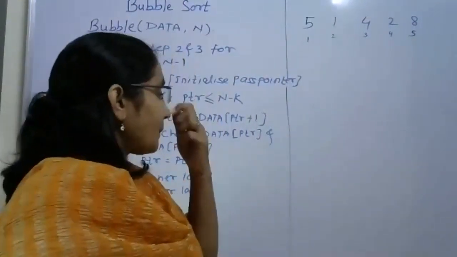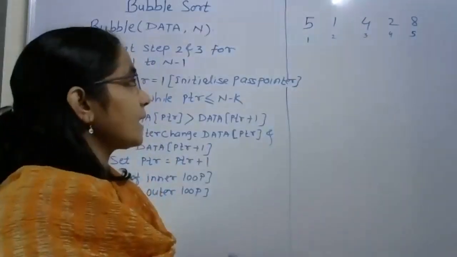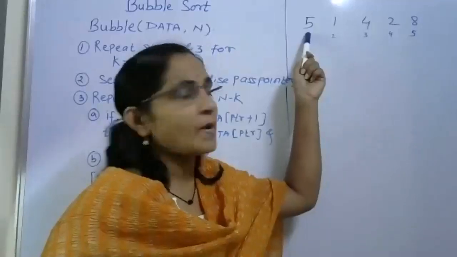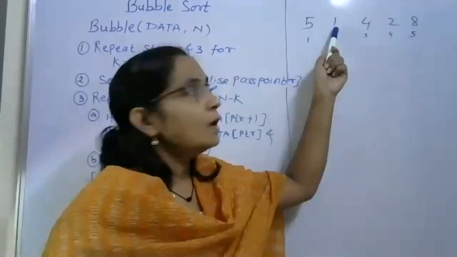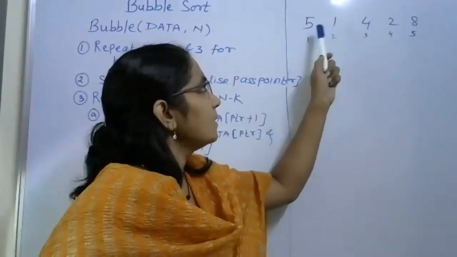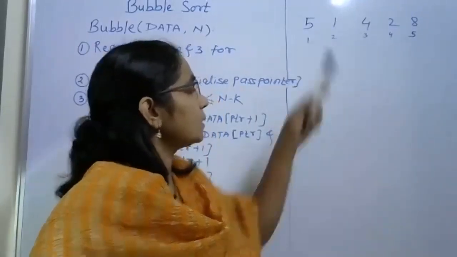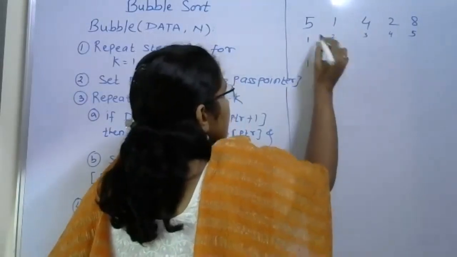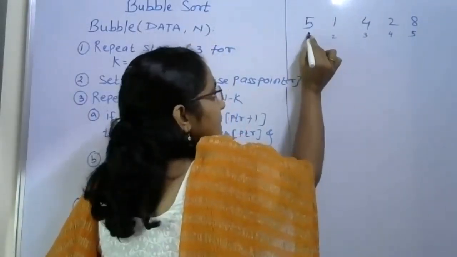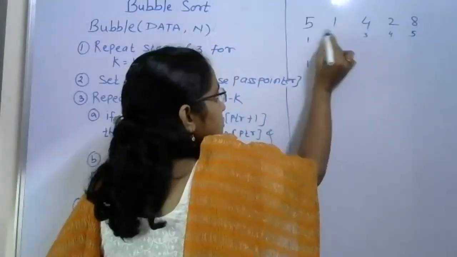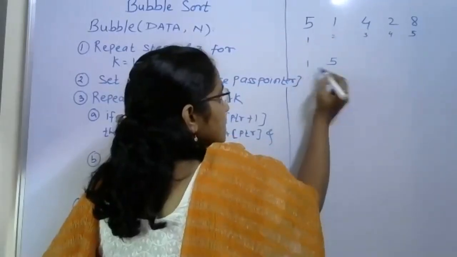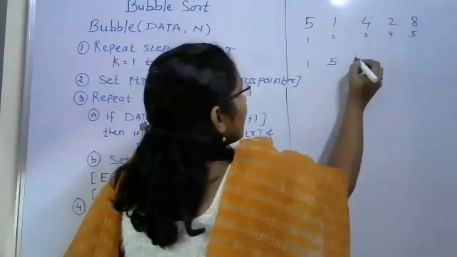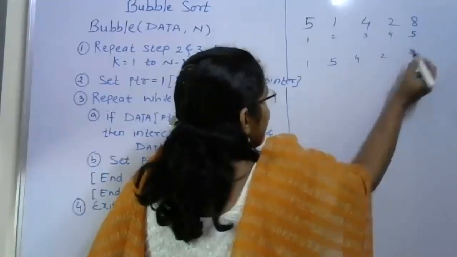Now, what happens in the case of the bubble sort? In the case of the bubble sort, first of all, the first element is compared with the second element. If the first element is greater, then the first and second values will get exchanged. Here, the first value is greater than the second, so the first two values will get interchanged. Now, the remaining data is the same as it is.